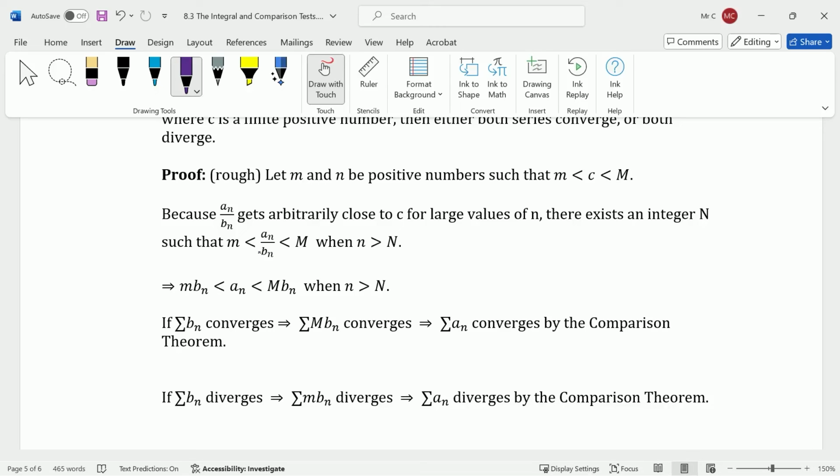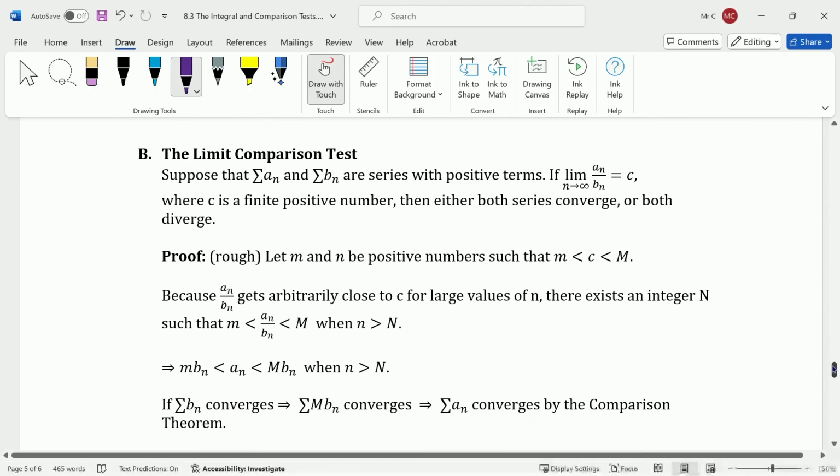So if I multiply b sub n across, I get that a sub n is between little m times b sub n and big M times b sub n. And so if the sum of b sub n terms converges, then the sum of cap M times b sub n converges, since it's just a constant multiple. And therefore, the series of a sub n terms converges by the comparison theorem. Similarly, if the sum of b sub n diverges, then the sum of the little m times that diverges. Again, it's just a constant multiple. And so that implies the sum of a sub n terms diverges by the comparison theorem.